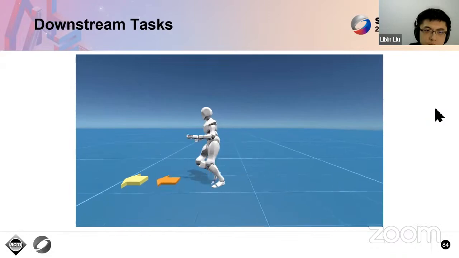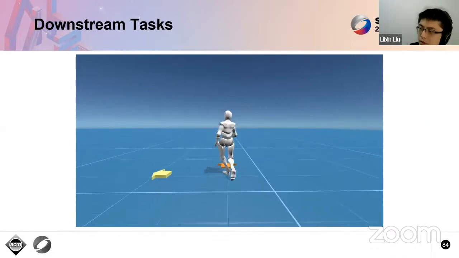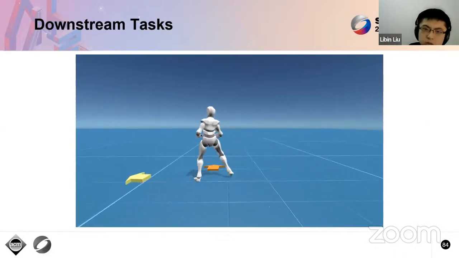Okay, so here are some more results. We can do direction control and heading control.